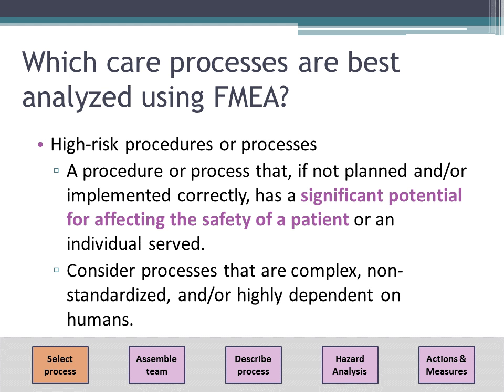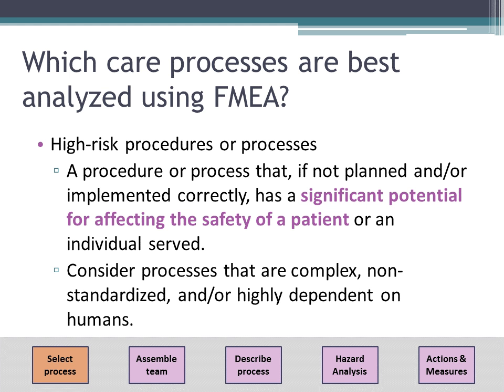Processes with greater potential to cause harm might be processes that are complex. For example, they involve multiple departments, or they're non-standardized processes, or they're very people-dependent. Humans are making decisions and interacting very often during the process. Those are things we would consider high risk.